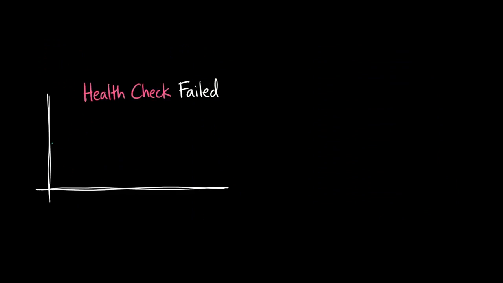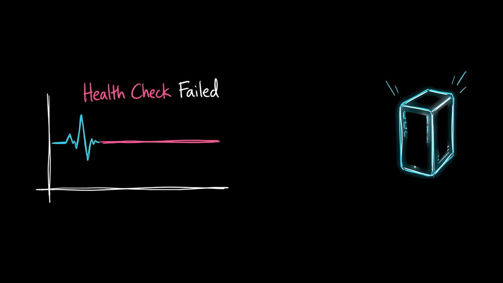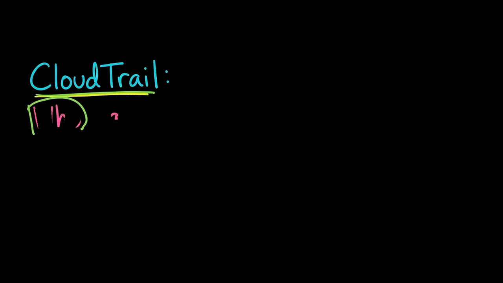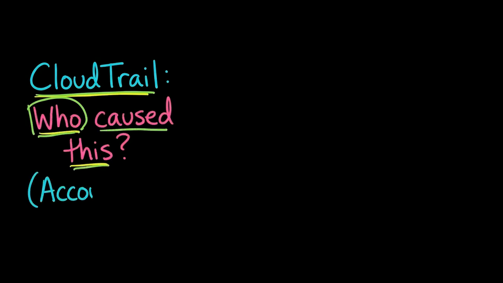Now, CloudWatch takes over. CloudWatch notices the instance health checks have failed. The metrics flatline. A CloudWatch alarm immediately fires, and that alarm triggers an auto-scaling group to launch a replacement server automatically. So, CloudTrail answers the question, who caused this? CloudWatch answers the question, is the system healthy right now?